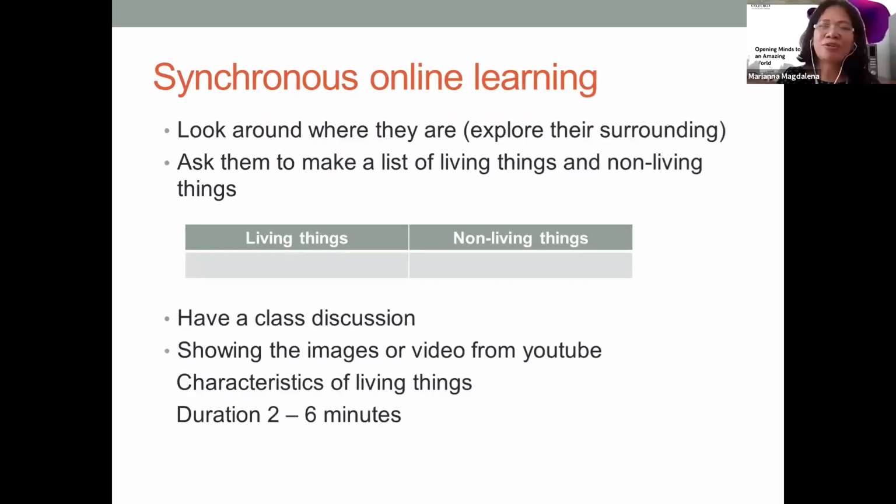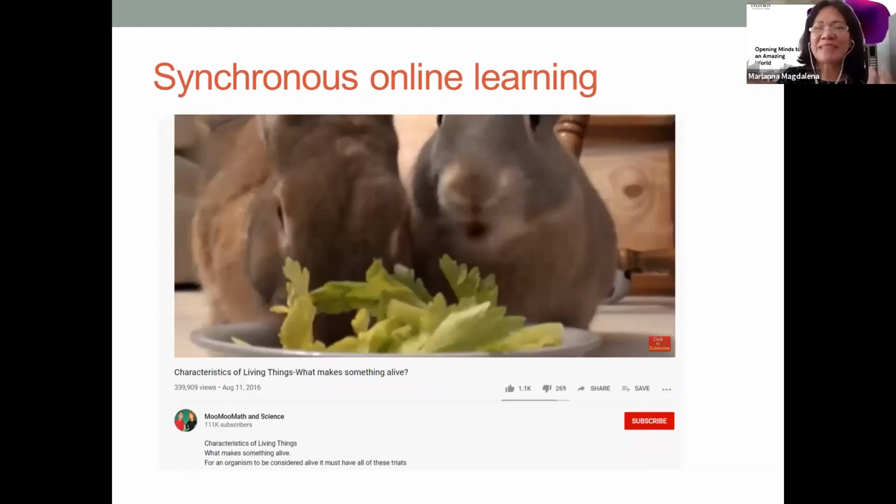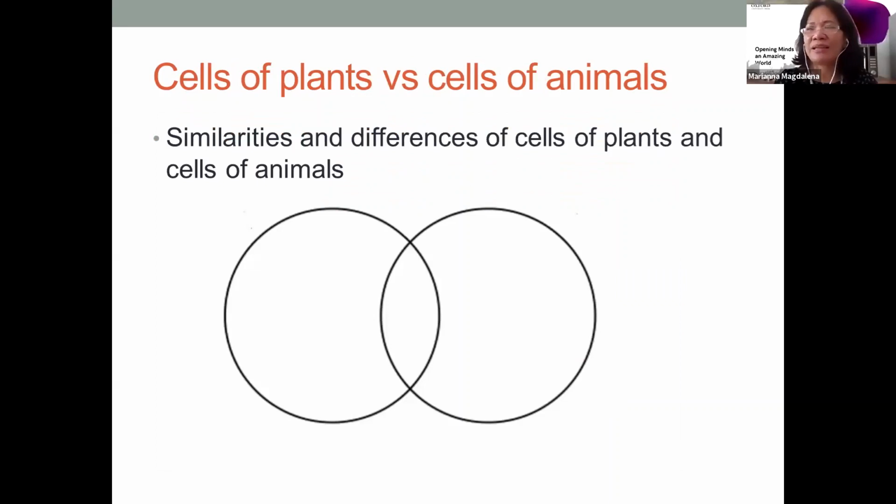But in the video, it's already talking about cells. Then you go further with this, cells of plants and cells of animals. Okay, because we really have to make use of the synchronous online learning. It's not long, so you have to make it meaningful and packed like that. But still, there is a space for students to understand.